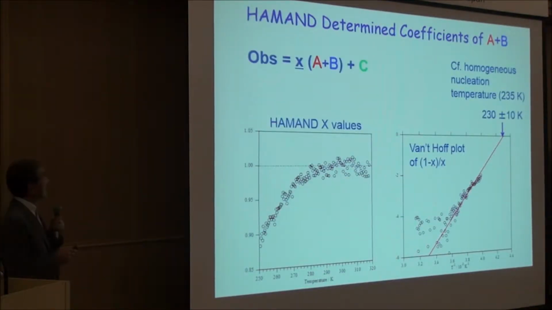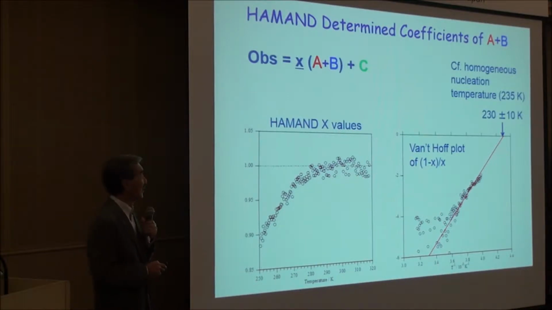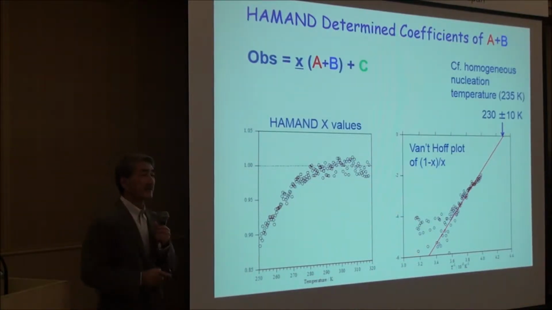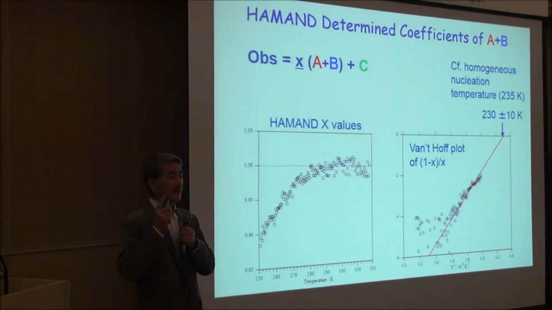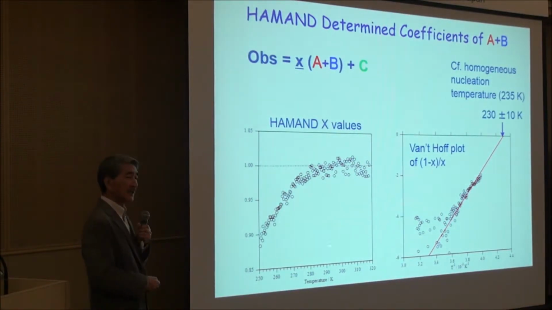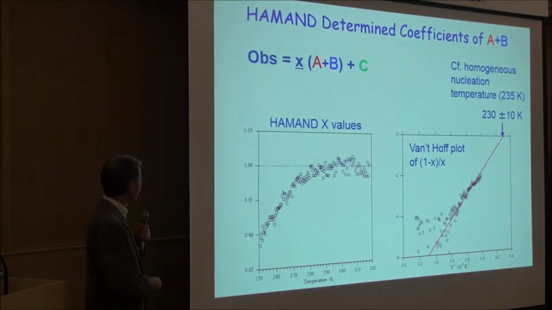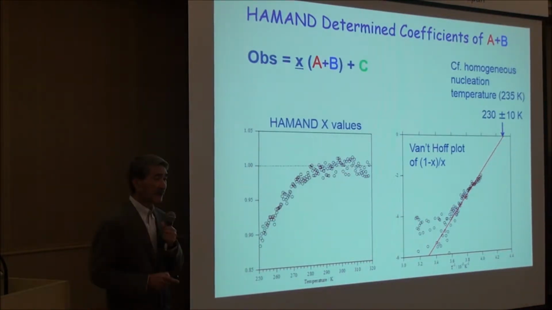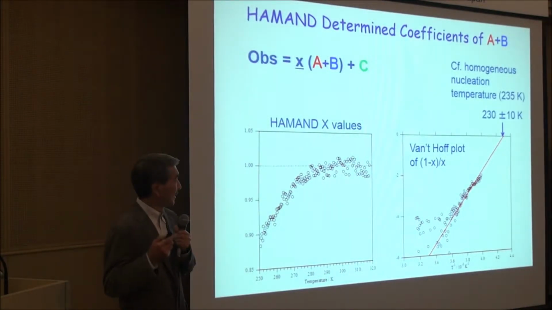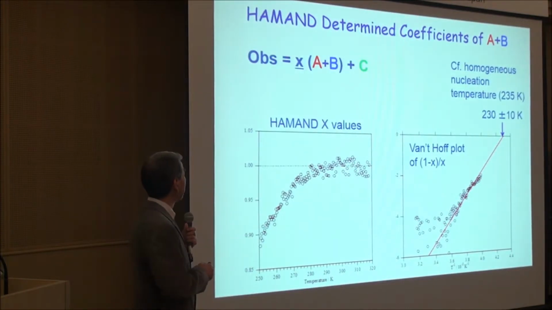Then HAMAND determines the coefficient of contribution A plus B. The coefficient is almost unity until about 280 Kelvin, so 10 degrees here. So above 10 degrees, it's almost unity. That means it's all A plus B contribution. But if you go down to say minus 25 degrees, then it goes down to 0.9. That means 10% of the spectra are due to the third component. So we know the ratio of A plus B and C.